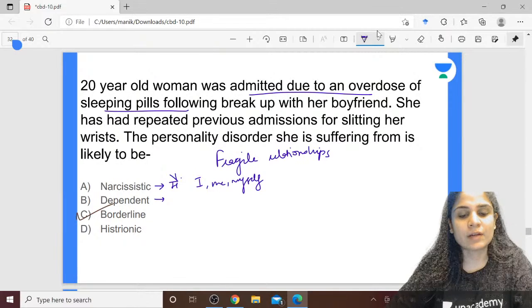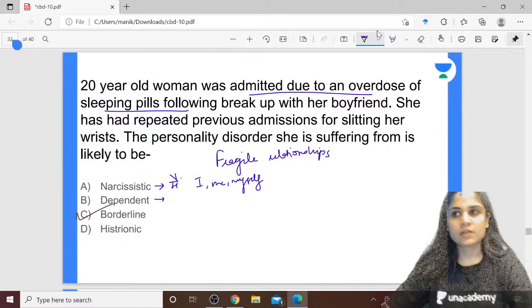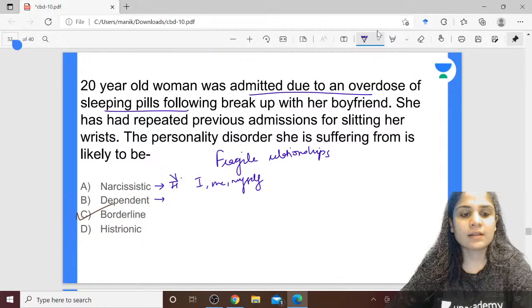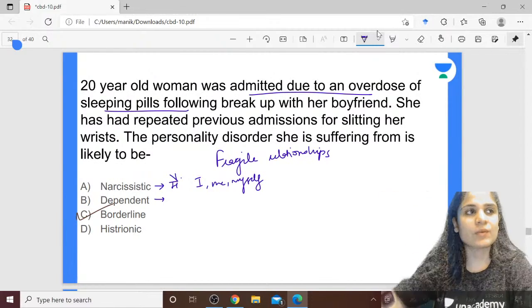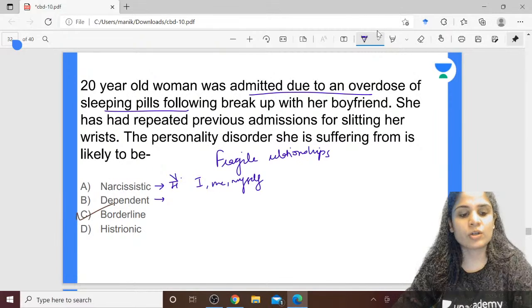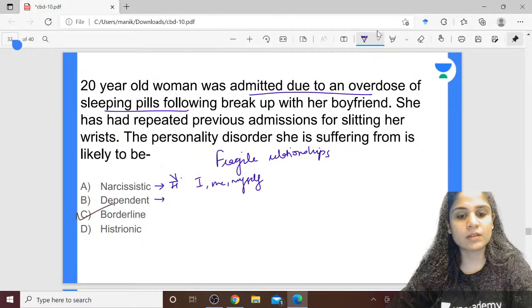Dependent personality will be someone who cannot make their own decisions. So for example, there is a housewife. You ask her, madam, what color sari do you want? Even that she will say, I'll ask my husband. Madam, what type of vegetable do you want to buy today? I will ask my husband. Okay, for every small decision in life, she is dependent on the husband. So that is a dependent personality. They cannot make decisions of their own.